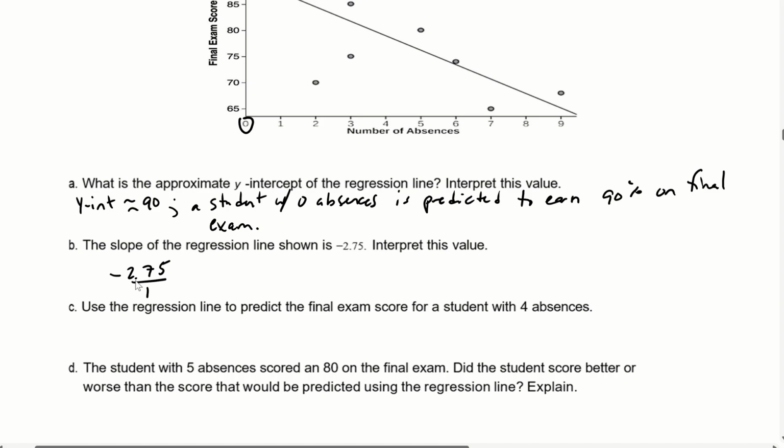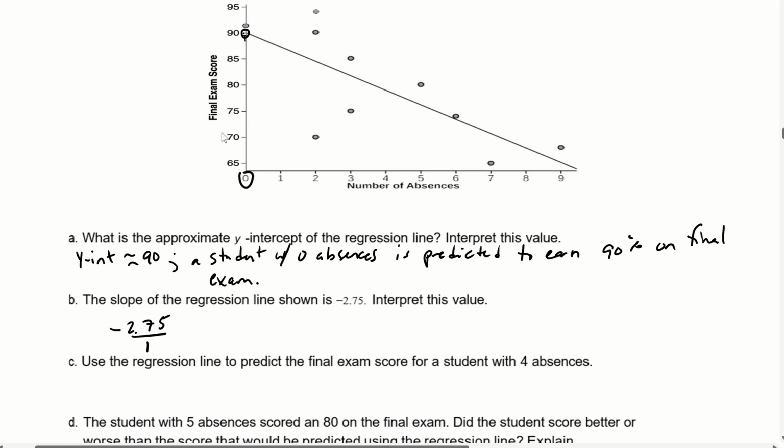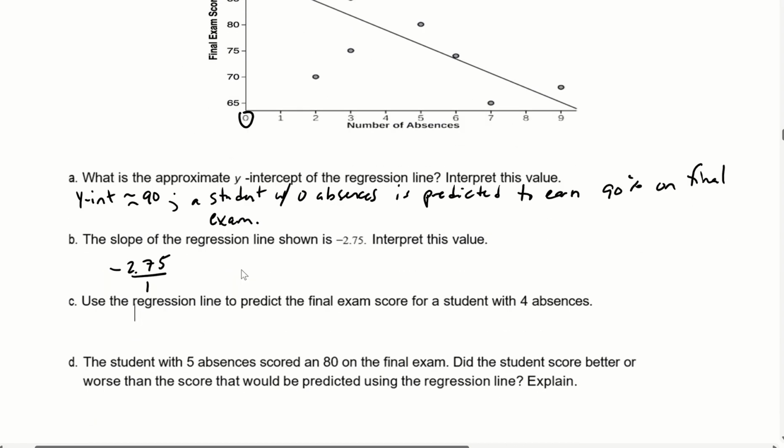Remember, it's a rise over run. So the rise is the score, percent, right? The unit for x is absences. So for every one increase in the absence, for every additional absence, the predicted final exam score is going to decrease by 2.75%.